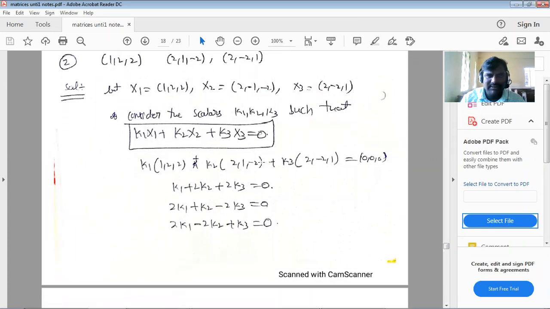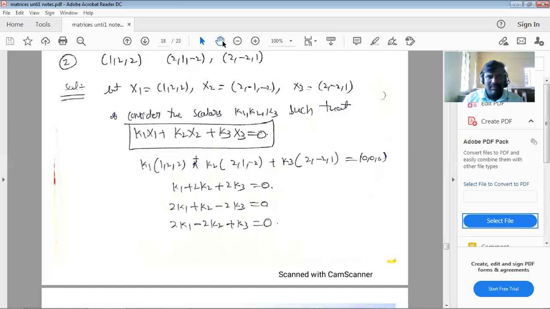Now compare the coefficients. What is the first position? K1 plus 2K2 plus 2K3. What is the first position on the right side? 0. That's why K1 plus 2K2 plus 2K3 is equal to 0. Compare the second position: 2K1 plus K2 minus 2K3 is equal to what is in the second position here? 0. Here also, 2K1 minus 2K2 plus K3 is equal to 0. You get the three equations.